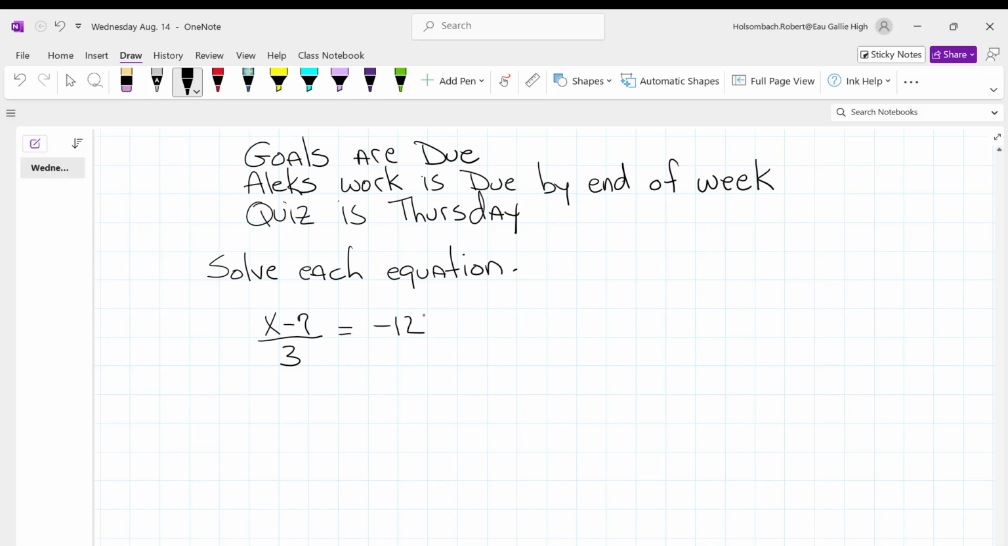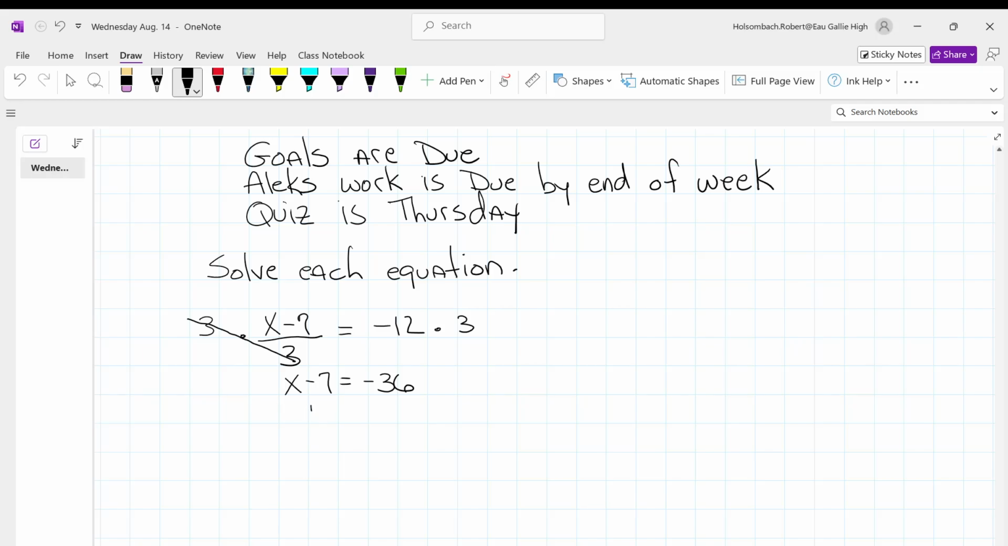All right, when you see this, we've got to get rid of what's in the denominator first. So the technique we're going to use to eliminate the 3 in the denominator is to multiply each side by whatever's in the denominator. So we're going to multiply both sides by 3. What that does is it allows these two to cancel out. And now the only thing left on the left-hand side is the x minus 7, so it falls down. So we got x minus 7 equal to negative 36.